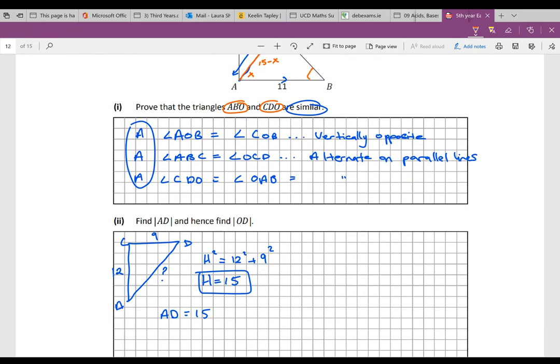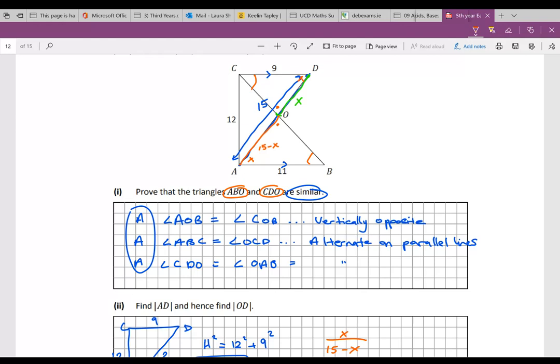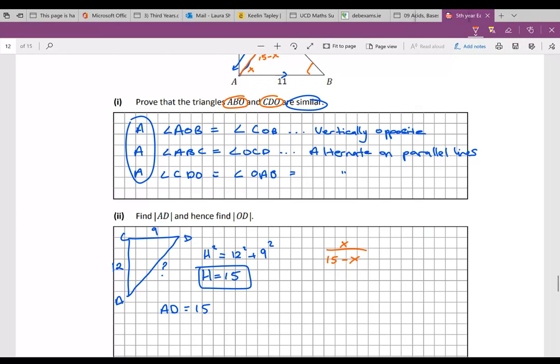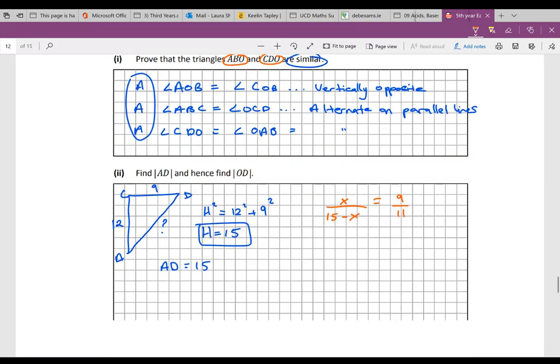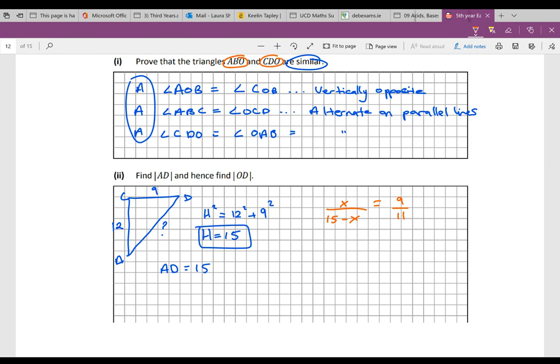So if I make a fraction of X over 15 minus X, those sides are in proportion. Now using the same triangle on top every time, so sticking with COD on top and AOB on the bottom of the fraction, I have X over 15 minus X, because these sides correspond to each other, and 9 over 11, because the side length 9 and 11 correspond to each other. Now we should be able to do this algebra.